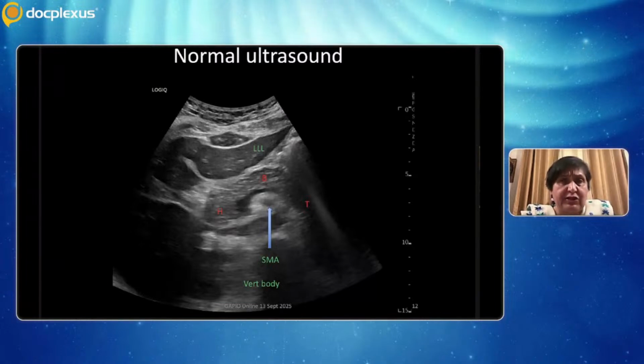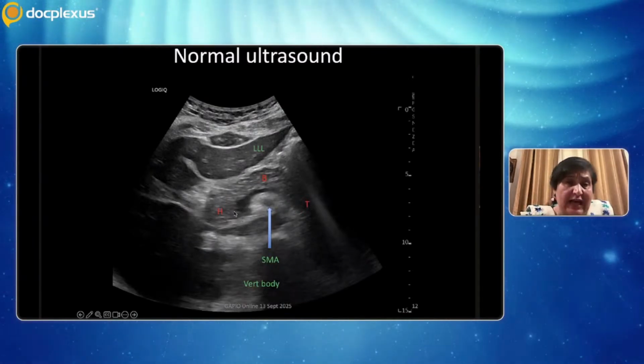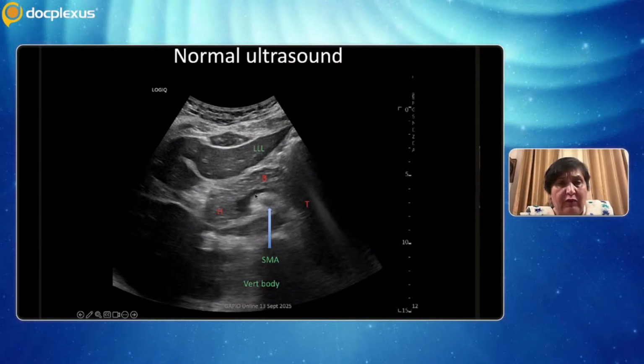The pancreas appears homogeneous, of course, and is almost the same echogenicity as the liver. As age advances, the pancreas gets replaced by fat and becomes more and more echogenic, and the size also starts shrinking. This is a blown up image to show you the head, body, and tail of the pancreas. That's the portal vein, splenic vein, the superior mesenteric artery. Posteriorly, you have the vertebral body. And this is the left lobe of liver, which you're seeing anterior to the pancreas.